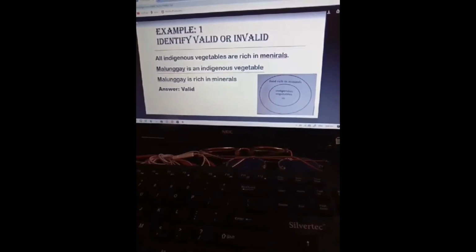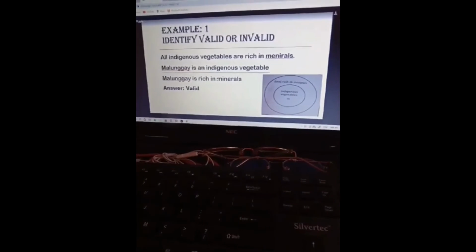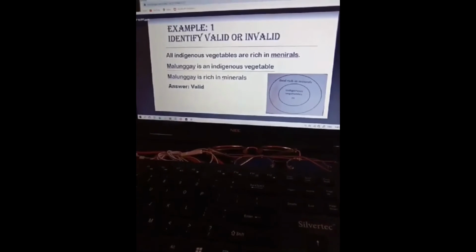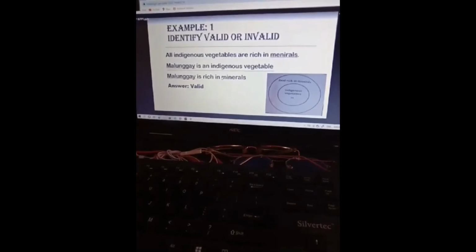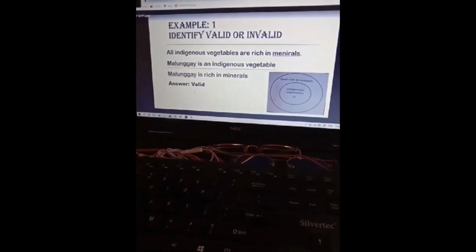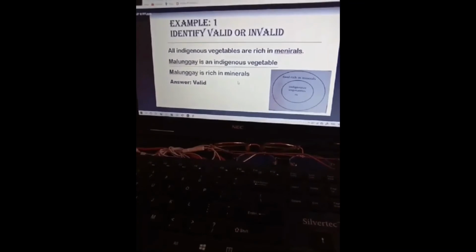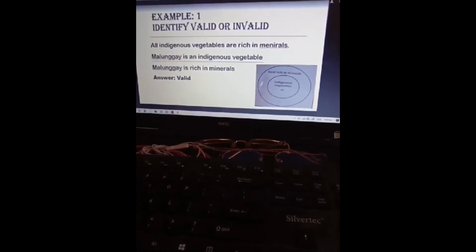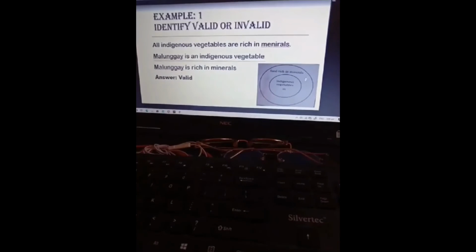Identify valid or invalid. All indigenous vegetables are rich in minerals. Malunggay is an indigenous vegetable. Malunggay is rich in minerals. Ang sagot ay valid. Bakit naging valid siya? Kasi may kaugnayan sila sa isa't isa. So, kapag ginawa siyang diagram, ito po yung magiging kalalabasan niya.